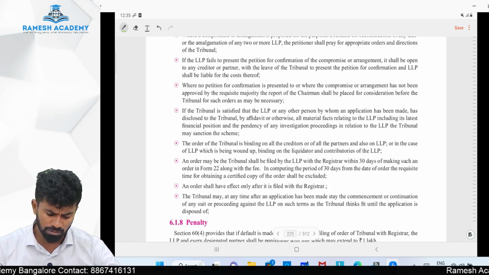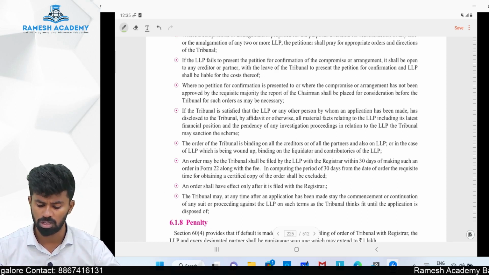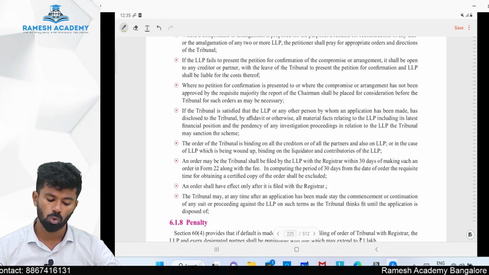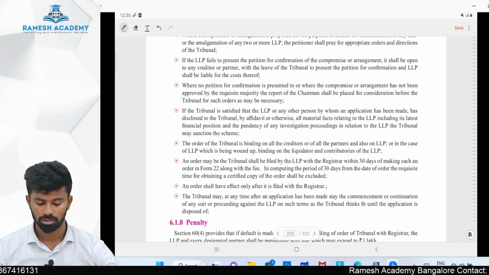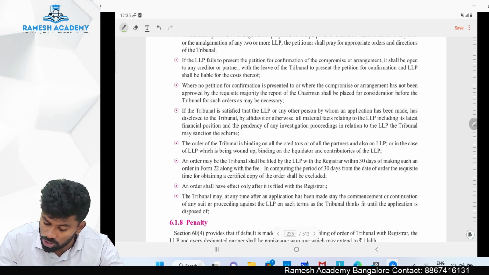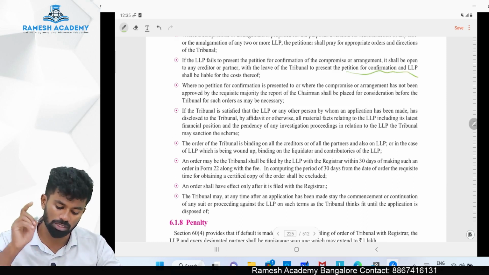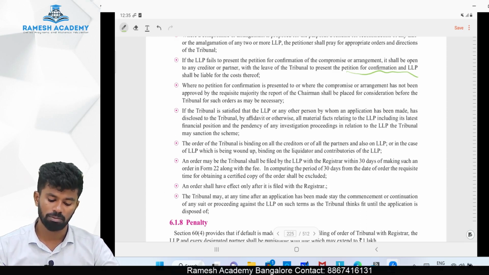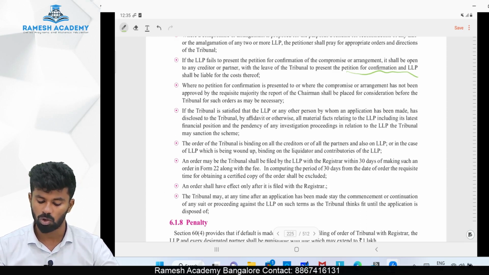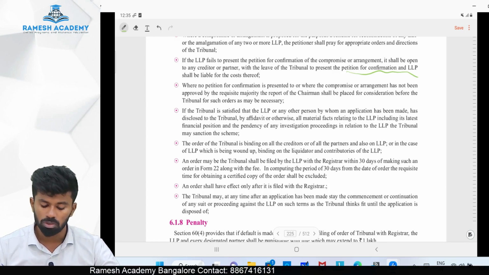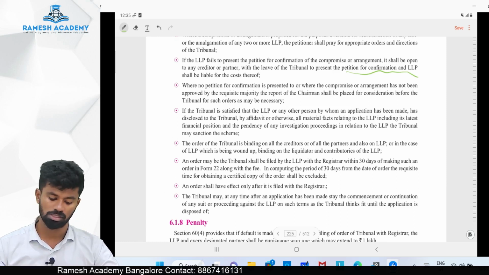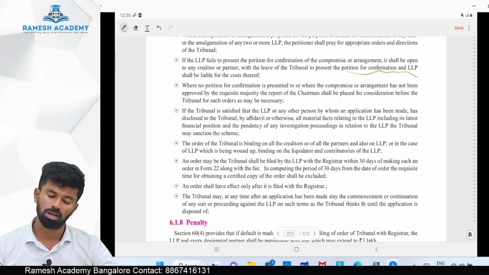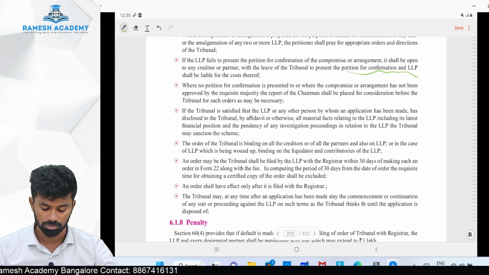If the LLP fails to present the petition for confirmation of compromise or arrangement, it shall be open to any creditor or partner with the leave of the tribunal. Leave means permission of the tribunal to present the petition for confirmation, and the LLP shall be liable for the cost thereof. Where no petition for confirmation is presented, or where the compromise or arrangement has not been approved by the requisite majority, the report of the chairman shall be placed for consideration before the tribunal, and the tribunal may pass such necessary order.